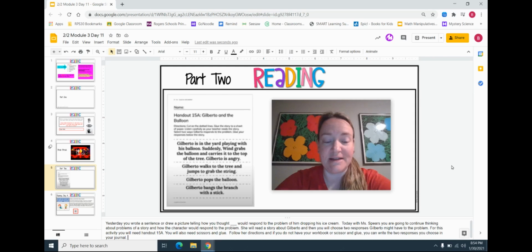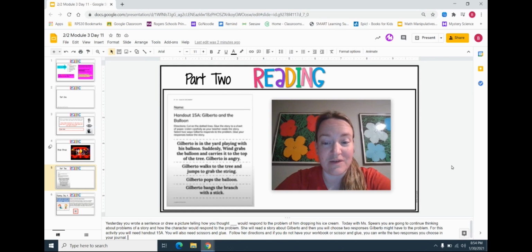Yesterday, you wrote a sentence or drew a picture telling how you thought a character would respond to the problem of him dropping his ice cream cone. Today with Miss Spears, you are going to continue thinking about problems of a story and how the character would respond to the problem. She will read a story about Gilberto, and then you will choose 2 responses Gilberto might have to the problem. For this activity, you will need handout 15A.